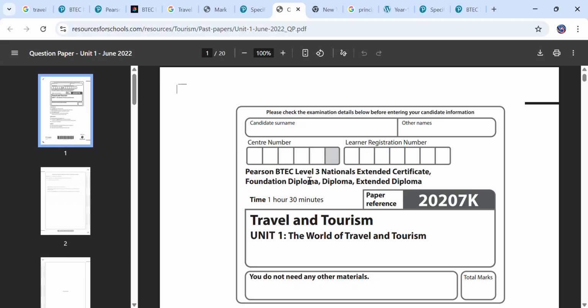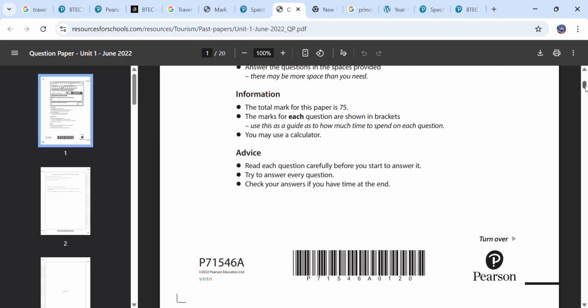Obviously, this is a paper, so you're going to sit an exam. It's 1 hour and 30 minutes, so you're going to have quite a long time to prepare for the exam. They normally do the exams in about January, so you'll be able to revise and learn the content before you need that. So you'll probably be fine with that.